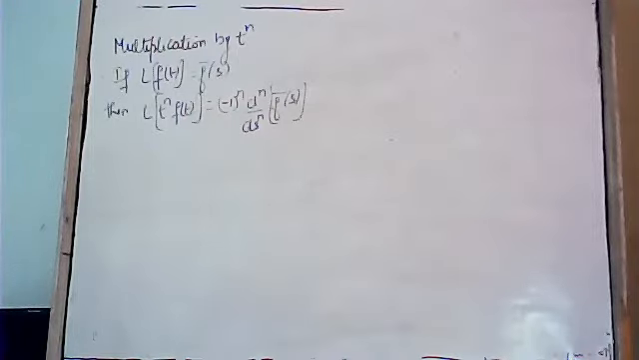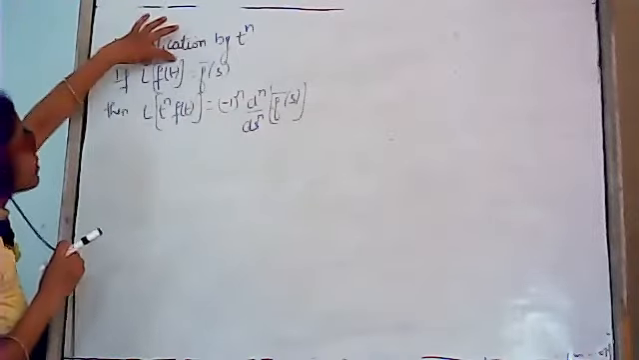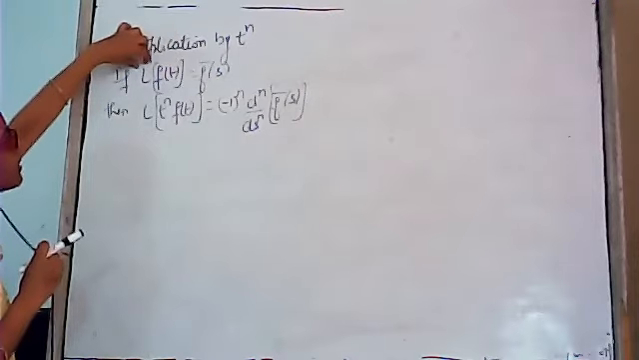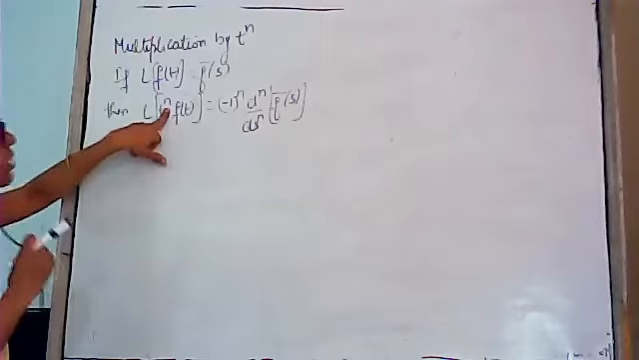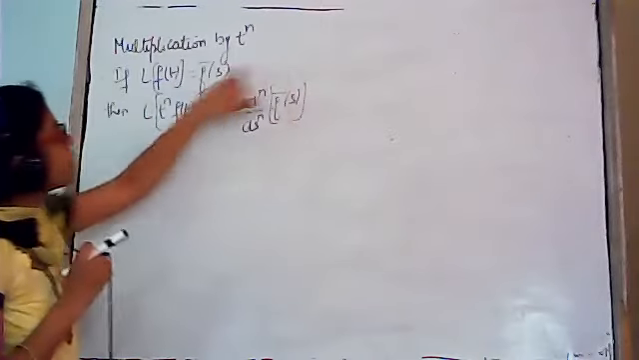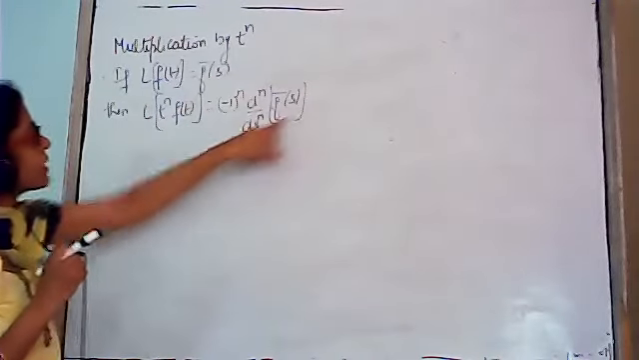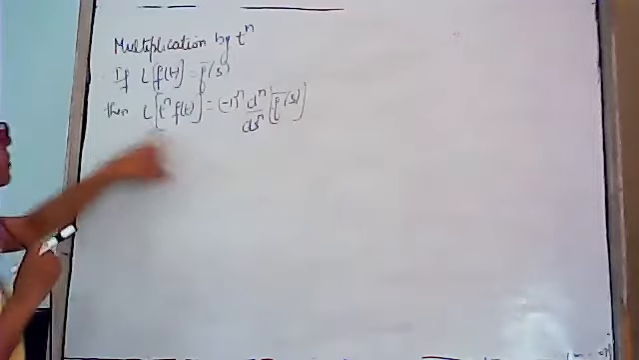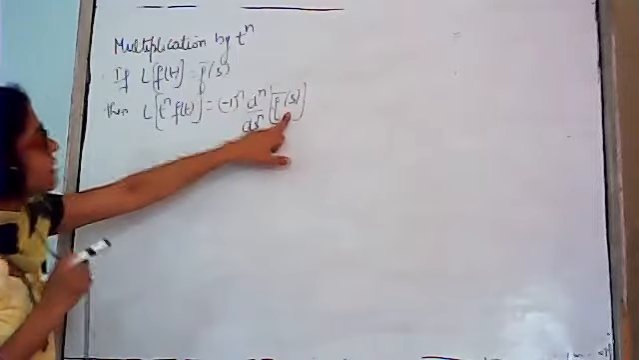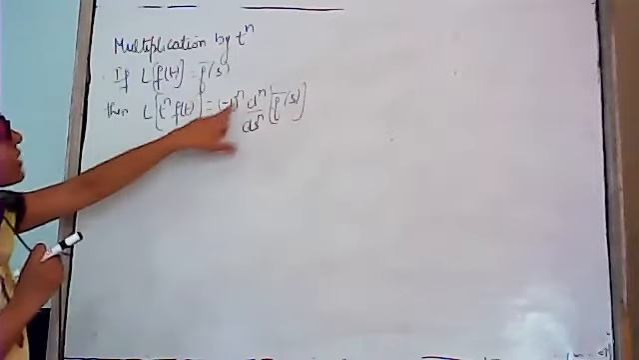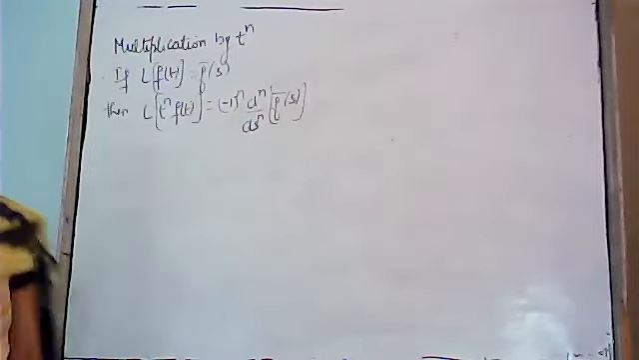Whatever the result of this function under Laplace, if we want to multiply this term with t raised to the power n, you have to differentiate this result n times, because we have t raised to the power n. So we will differentiate this result n times with minus 1 raised to the power n.